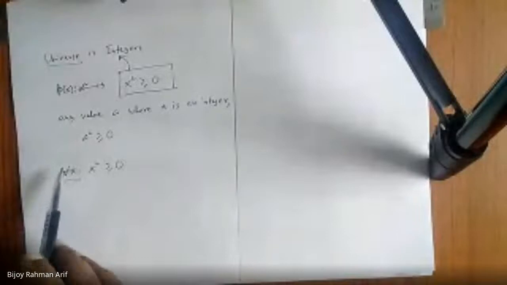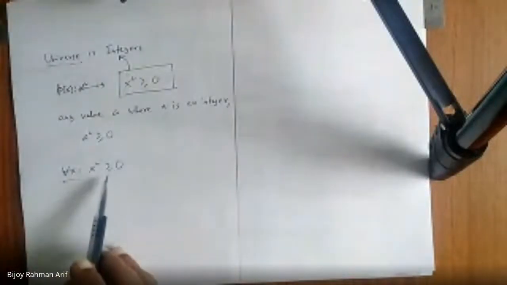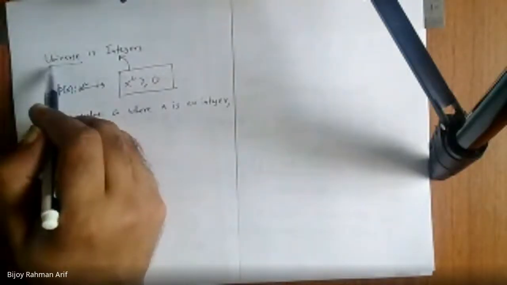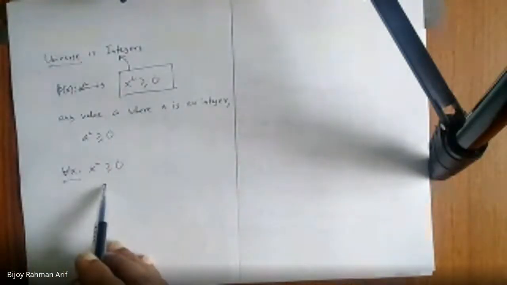But sir, if I don't quantify, then what happens? The universe is integer and x squared greater or equal to zero. Then your reader might ask, is it actually for all values in the universe or some values in the universe? When you define the universe and write the open statement, your reader might ask you, is it true for all the values in the universe or some values of the universe? That's why this one is equally important.